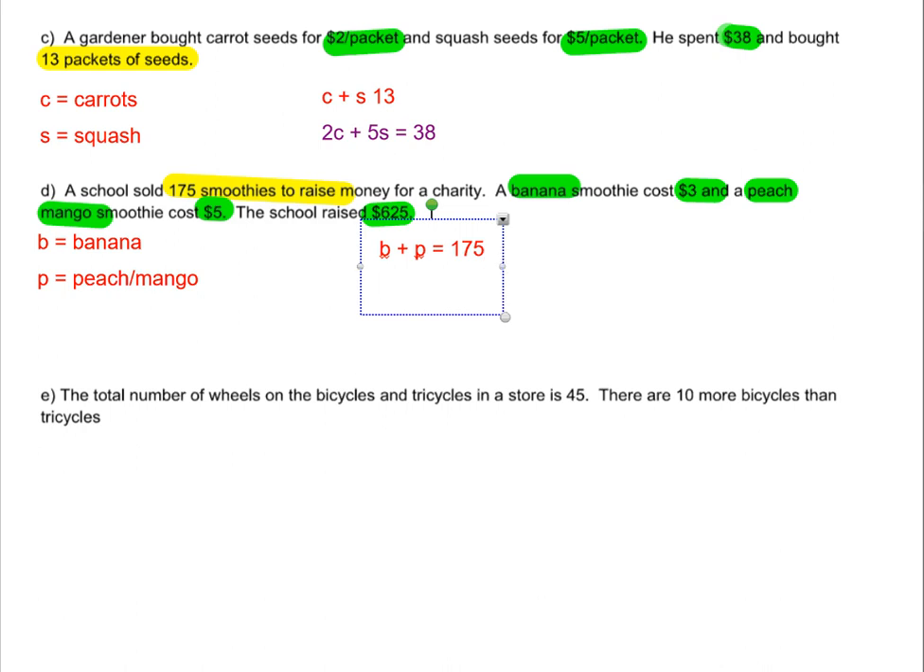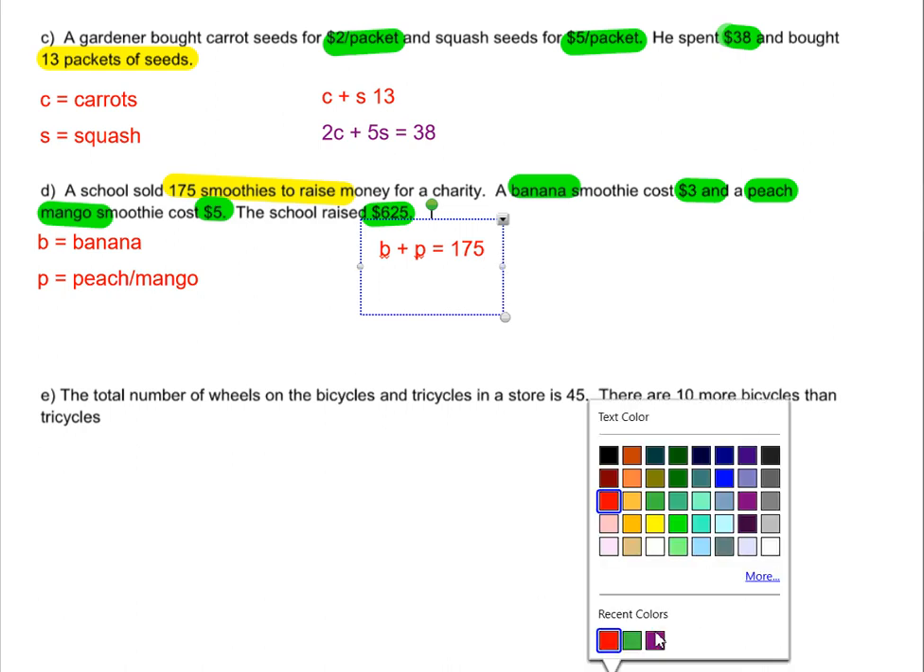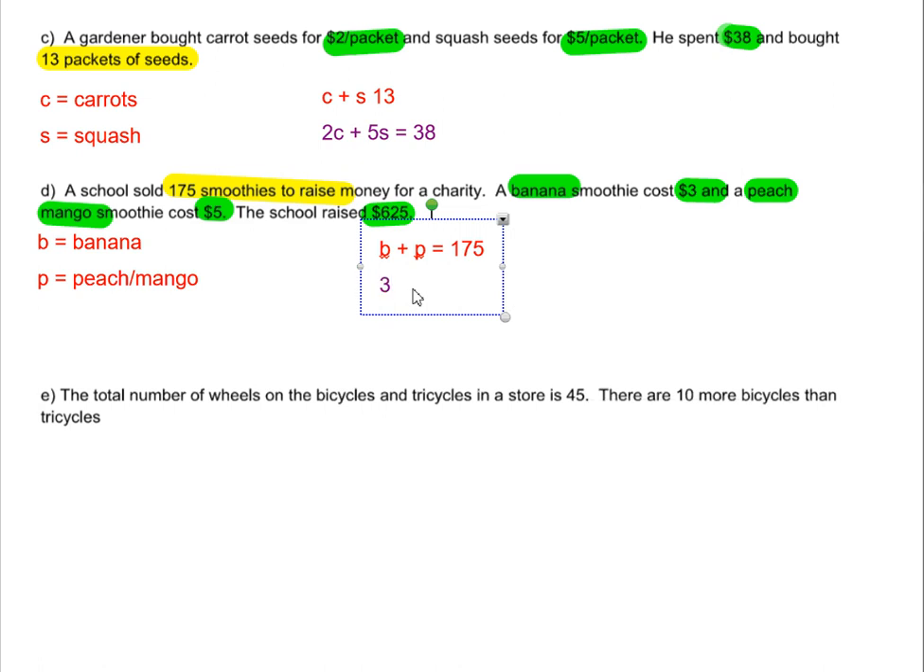Now we're dealing with the money portion of it. So we need to know how much a banana smoothie costs. A banana smoothie costs me $3, so 3 times a banana one, plus the $5 for a peach mango one. And in total, I made $625. So this will tell you how many you sub in, how many of each, multiply them, add them, you should get 625.